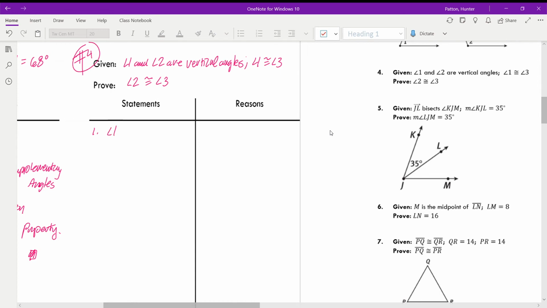Statement 1: angle 1 and angle 2 are vertical angles. This is given. Next, what do we know about vertical angles? I think the vertical angles theorem. The vertical angles theorem tells me that if two angles are vertical angles, then they are congruent. So my next statement, automatically in my brain, is that angle 1 is congruent to angle 2 by the vertical angles theorem.